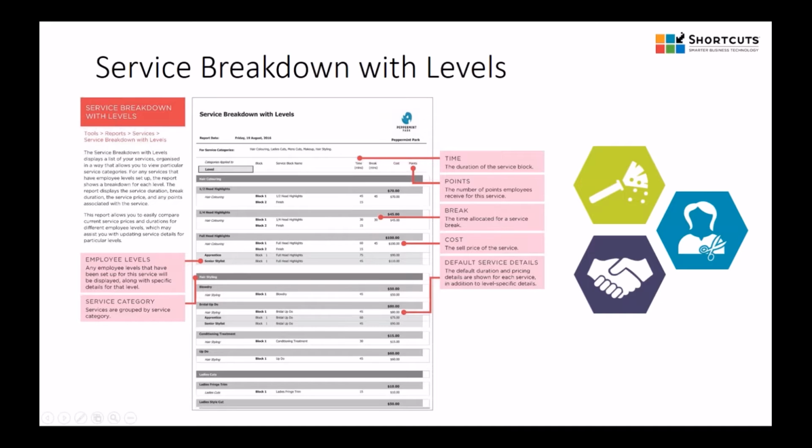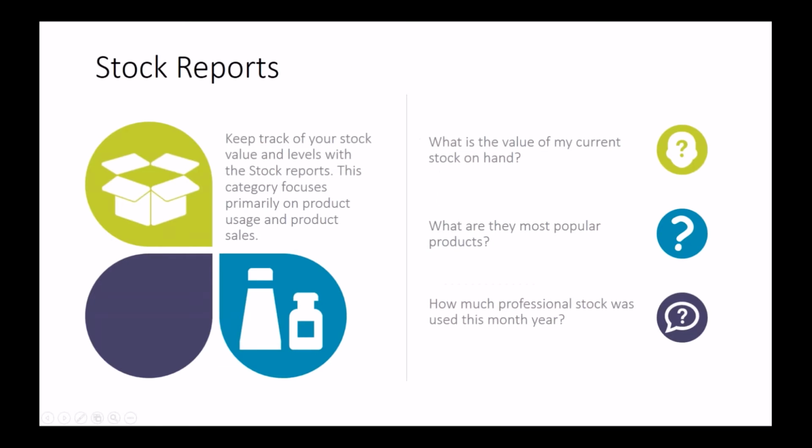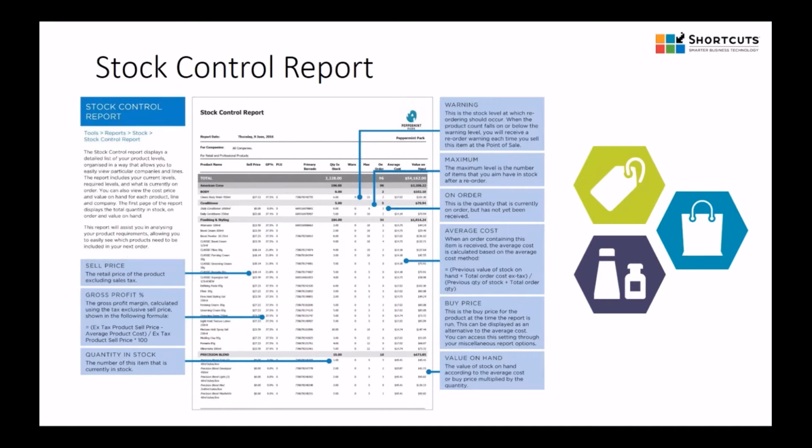Let's go into stock. Your stock reports basically keep track of the value of levels, give you an average, and they can go into those category focuses. We're going to look at the value of your current stock on hand, the most popular products, and how much professional stock was used in the past month.